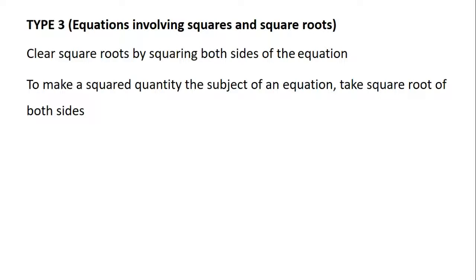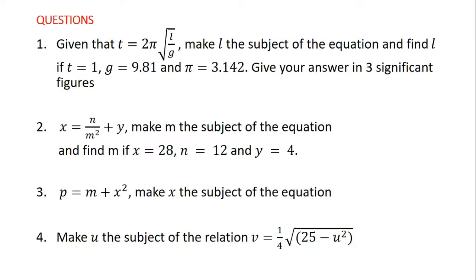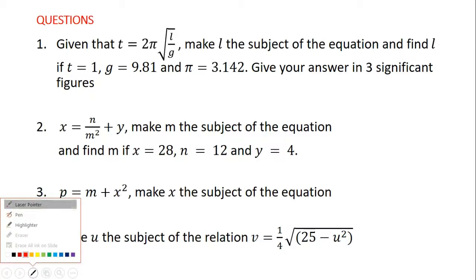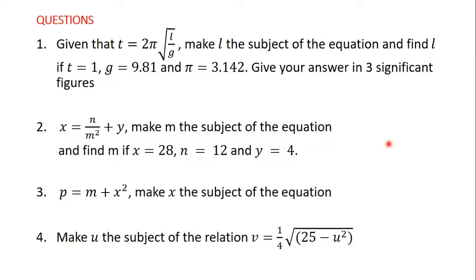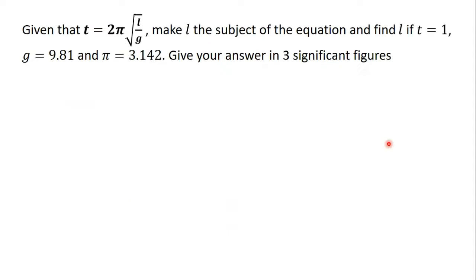So the two main things that you need to take note of are: if the variable that you want to make the subject is under the square root sign, you square both sides to clear the square root. If the variable that you want to make the subject is a square term, you take the square root of both sides to make it the subject of the equation. Now let's take some questions and see how to do this. We have 4 questions here. We will solve the first one in this video, then we will solve the others in the subsequent videos. So let's take the question for this video.